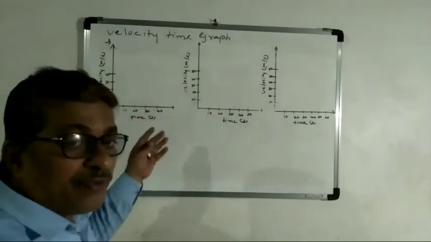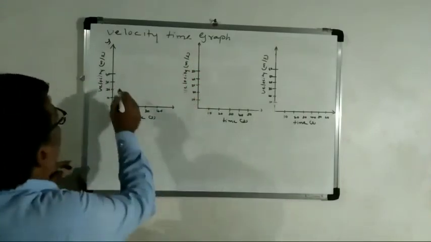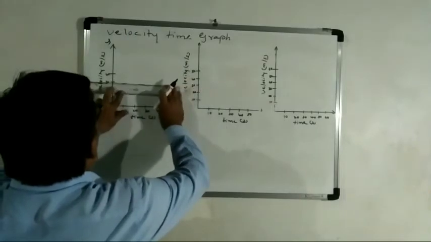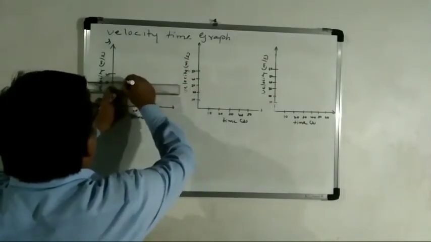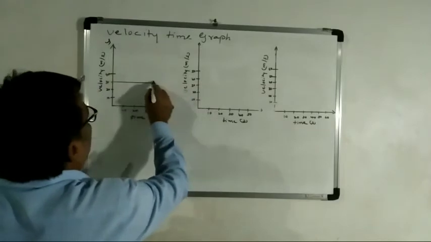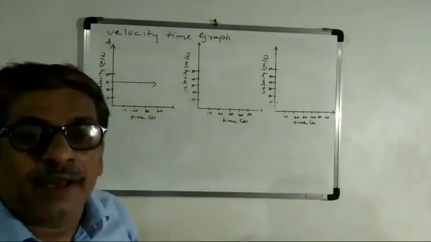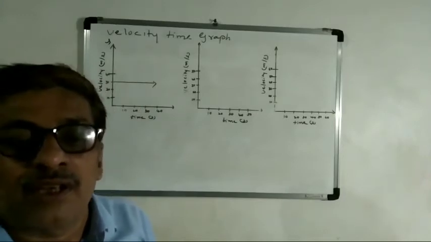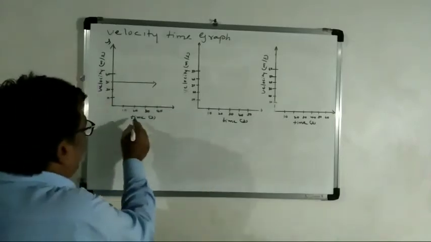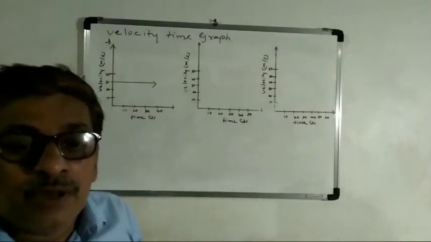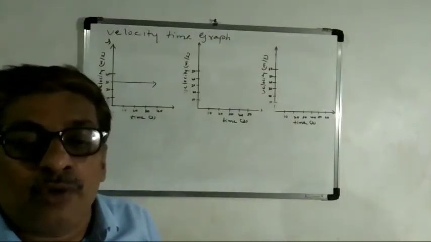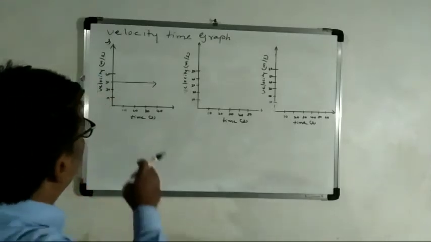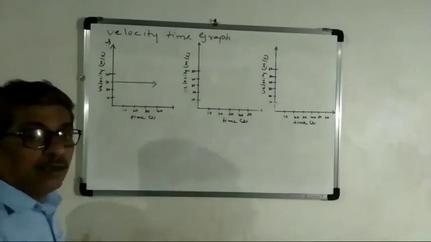Now see the first graph, in the distance time graph. In the first one, we got a parallel line, a line parallel to the x-axis or time axis. In this graph, you got the parallel line. What is the meaning of this? So time is constantly moving.